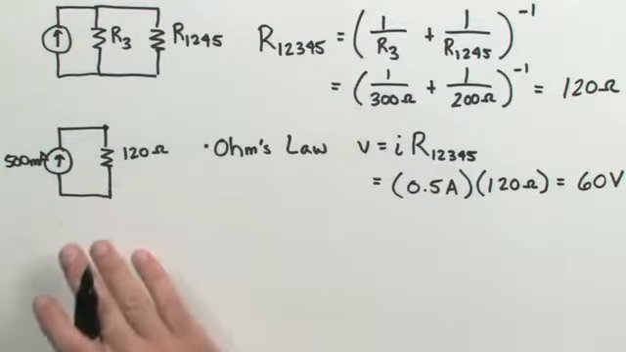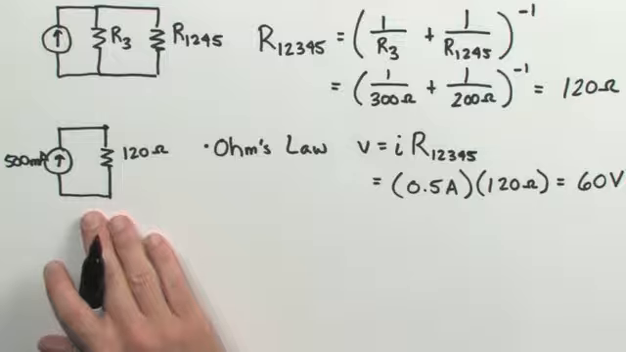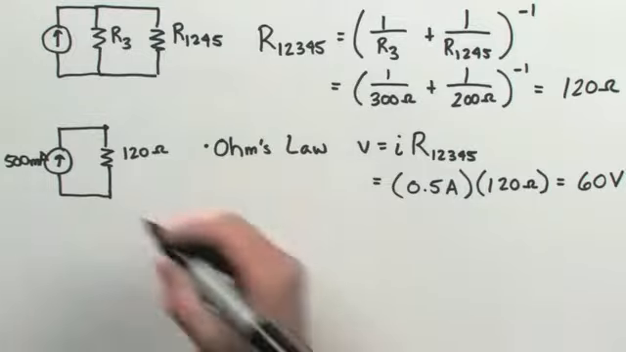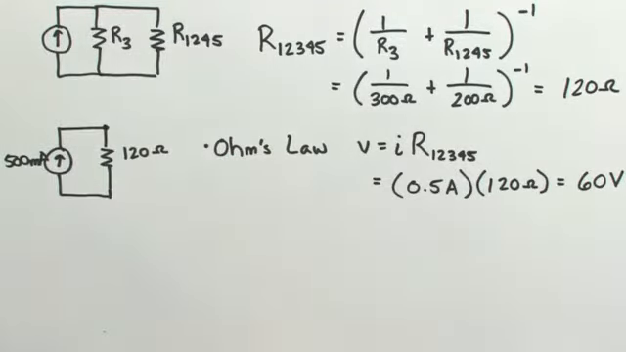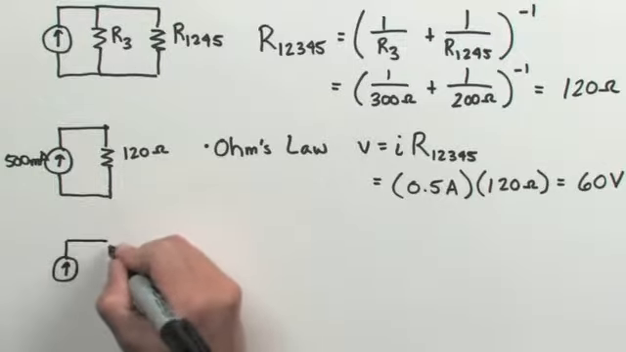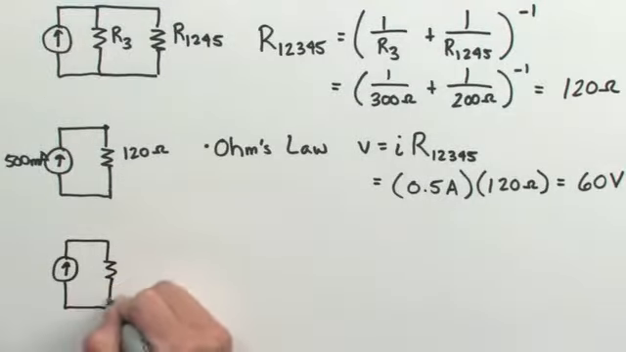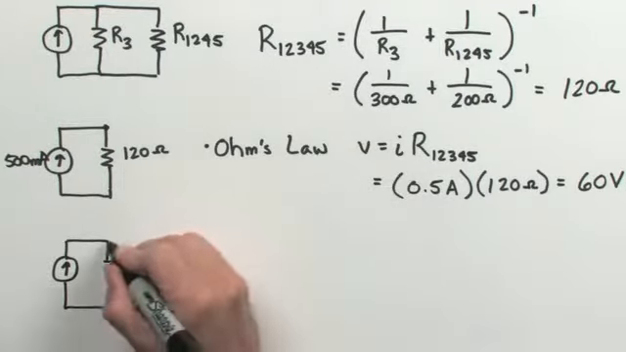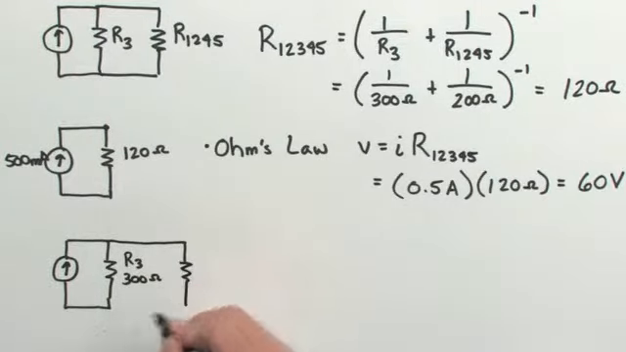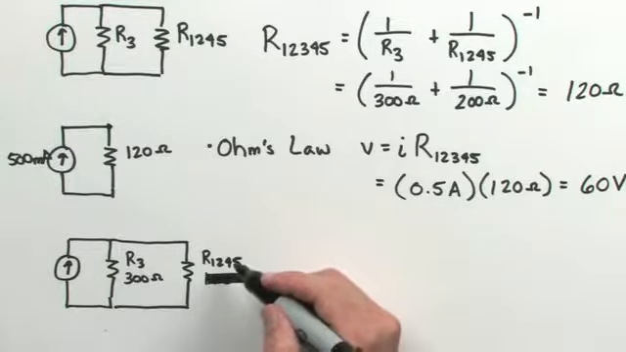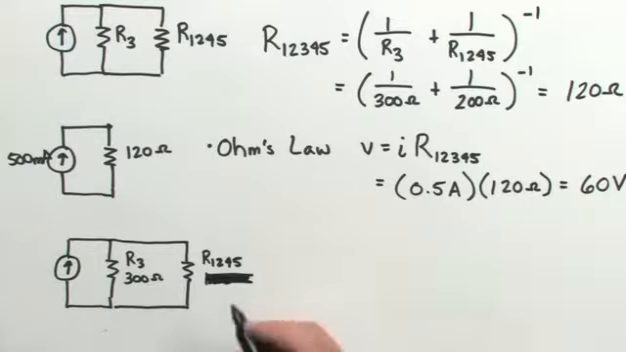Now what I need to do is re-expand my equivalent circuit so that I can determine the voltage and the current across all of the elements in the circuit. So right here across the power supply, we have 60 volts of potential that has been developed. If I now start to expand my circuit again, I know that R3 has 300 ohms of resistance, and the rest of the circuit that it is in parallel with, R1, 2, 4, and 5, has an equivalent resistance, because I calculated that before, of 200 ohms.